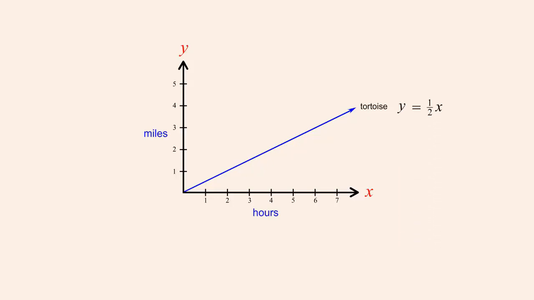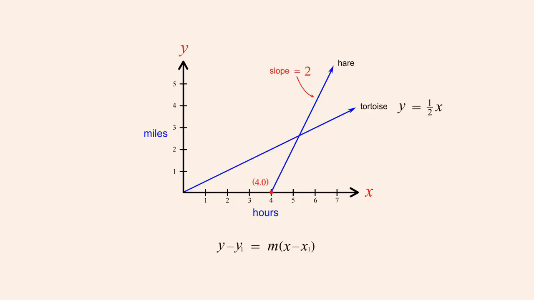Now that we have the equation for the tortoise's graph, we need to derive the equation for the hare. Since the hare is traveling at a constant speed of 2 miles per hour, the slope of his graph is 2. We don't know the line's y-intercept, but we do know that the line passes through the point (4, 0). So we can use the point-slope form to write the equation for this line.